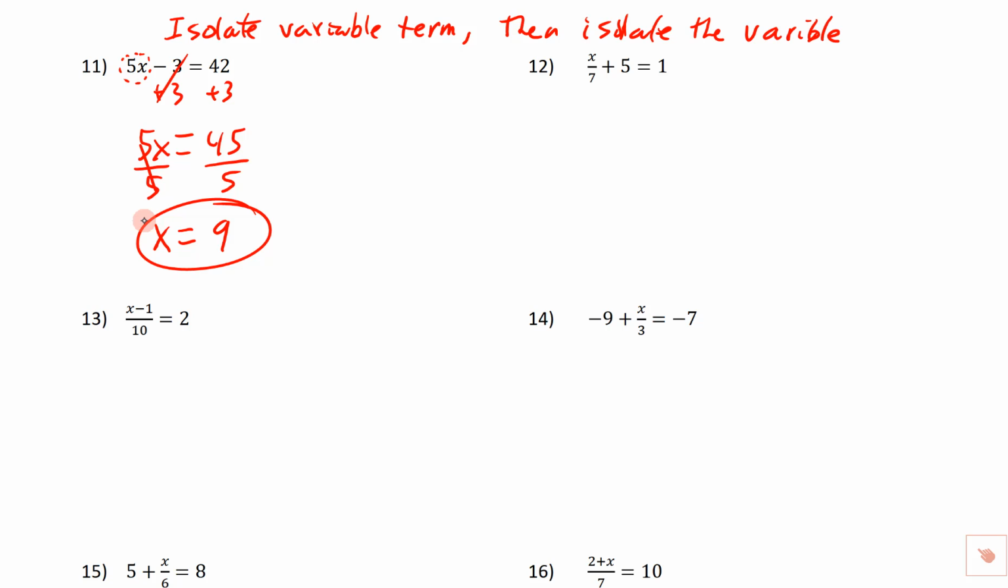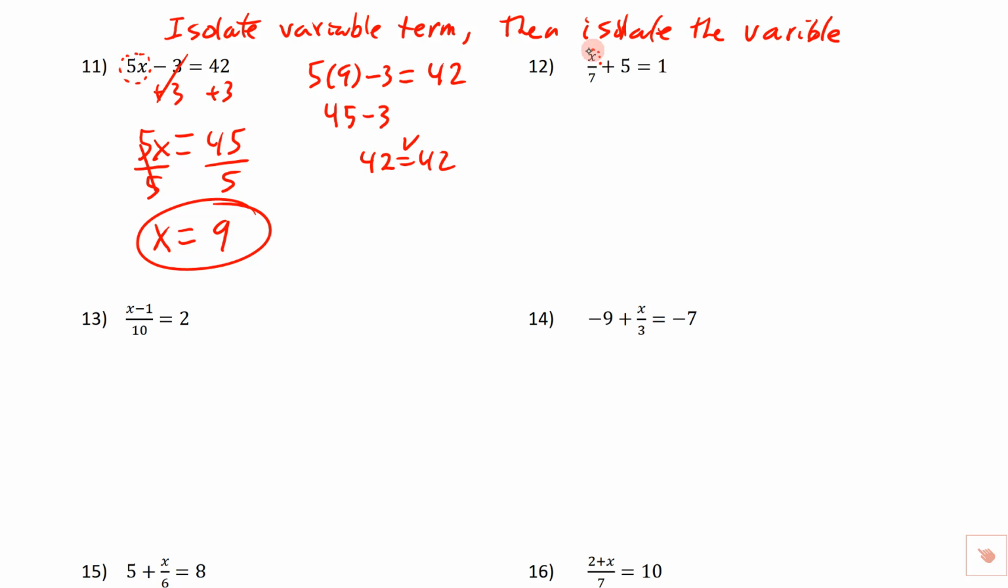Now remember, the whole point of solving these is to get the number that when we plug it in, it makes the equation true. So watch what happens if I plug that in there. This would be 5 times 9 minus 3, and what we hope is that equals 42. Now, it's not absolutely necessary to go through and check, but you can check your own answers, because on this side we get 45 minus 3. 45 minus 3 is 42, and 42 does equal 42, so it does check out.